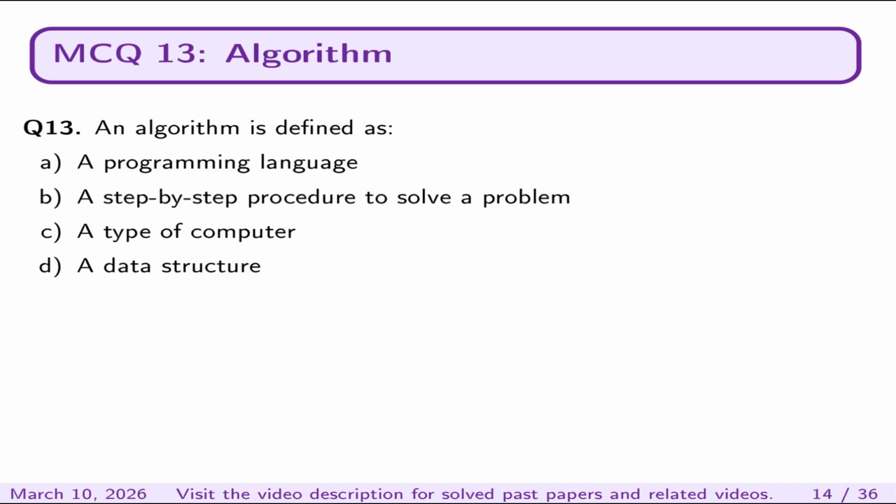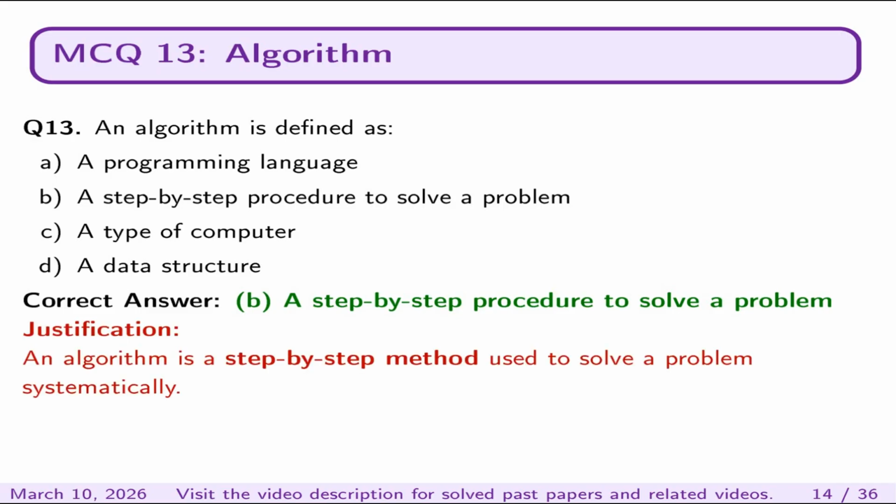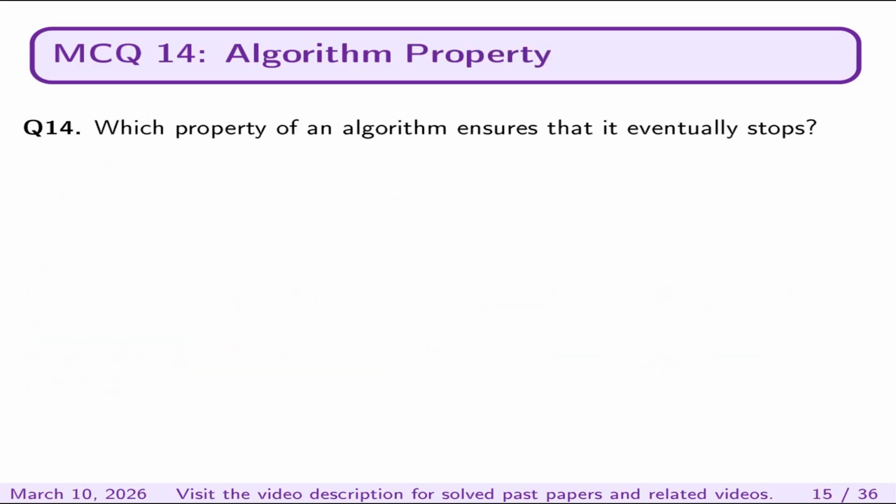It should be like this option. A type of a computer, a data structure. The correct option is a step-by-step procedure to solve a problem. Justification is that an algorithm is a step-by-step method used to solve a problem systematically.